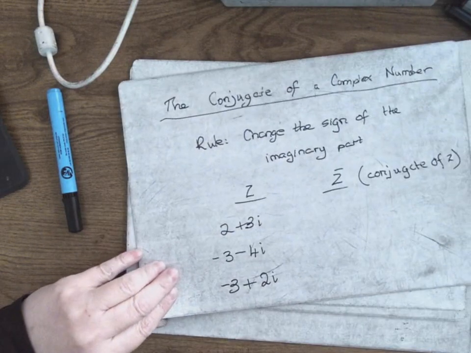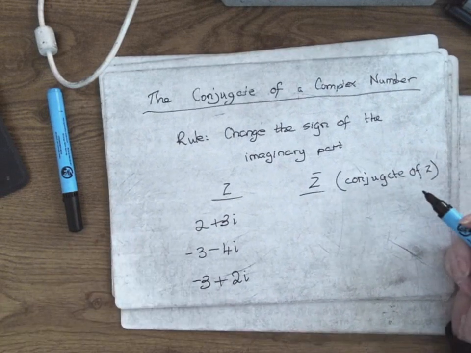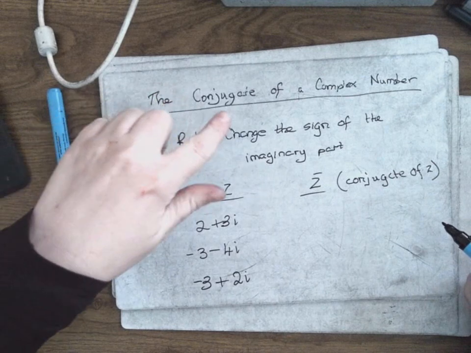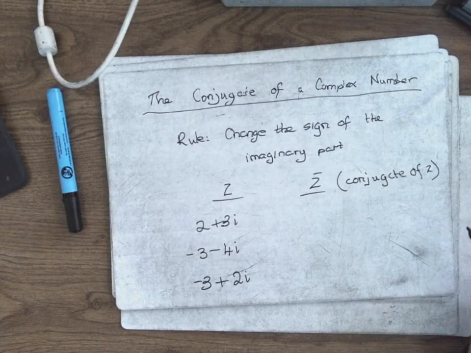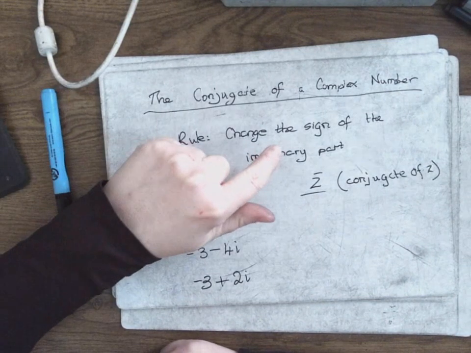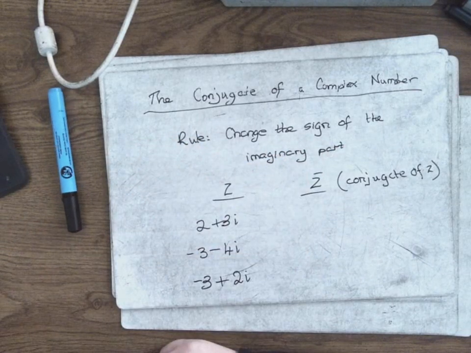Right, today we're going to do dividing complex numbers, but before we divide complex numbers, we have to learn what the conjugate of a complex number is. Now it sounds really complicated, but wait till you see how easy it is to get the conjugate. Okay? So the rule is, change the sign of the imaginary part.